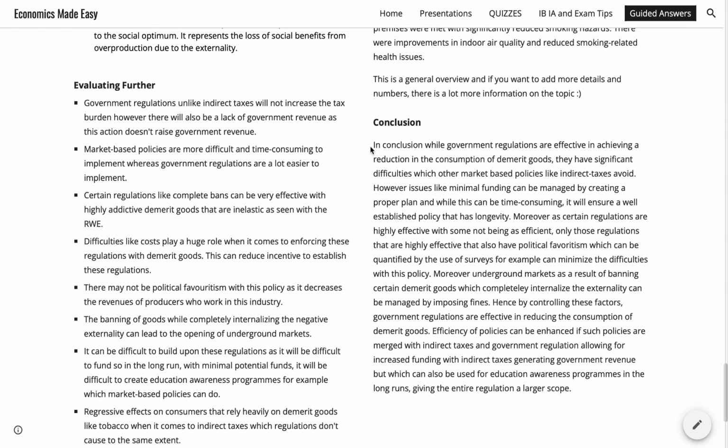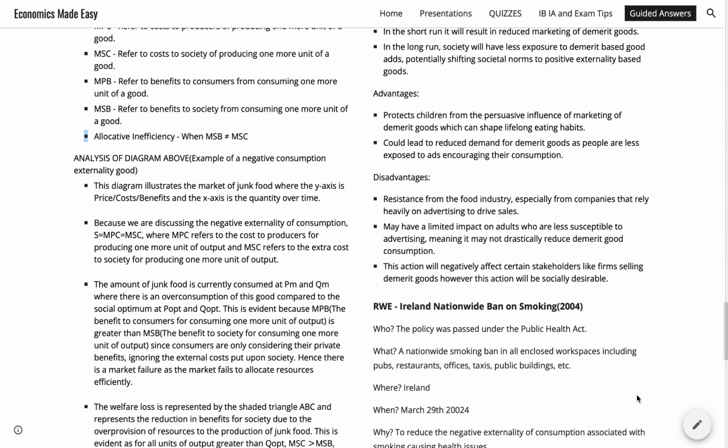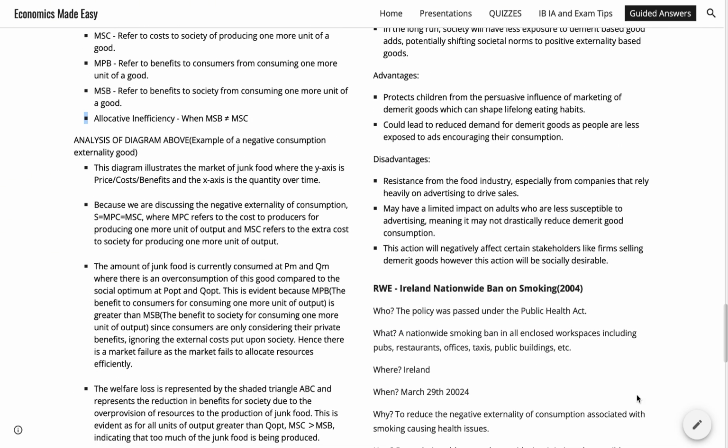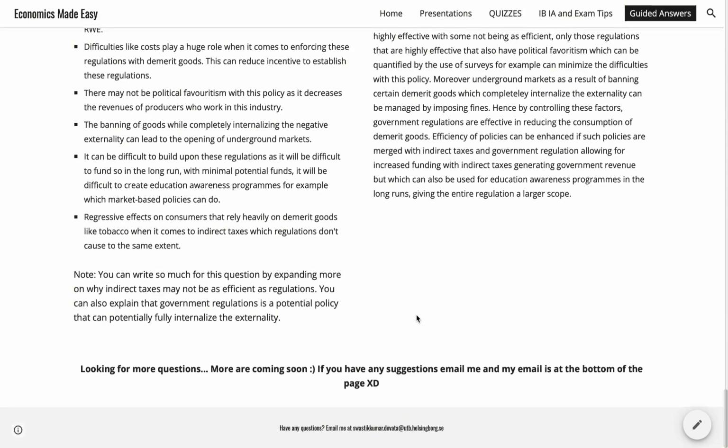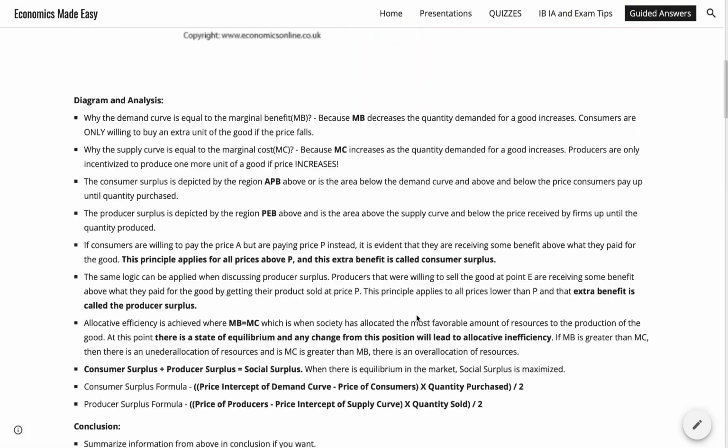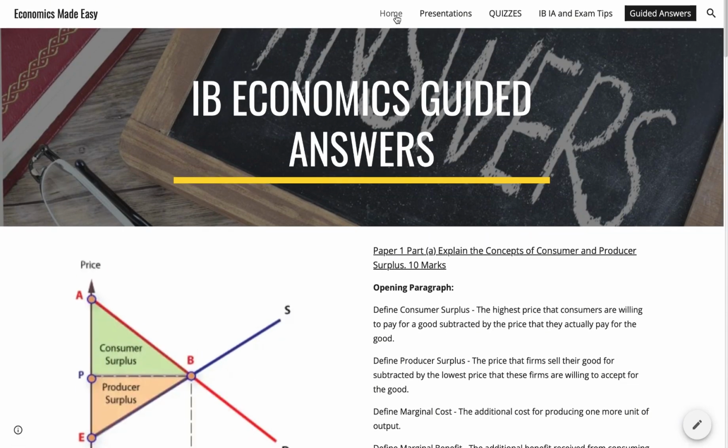Now of course here's my conclusion. This is a bit more of a longer one, as of course with these 15 mark questions you do want to compare with other policies, so I definitely do that here. So I really hope that you guys do make the most of this website, and I definitely think that it will help you guys out.